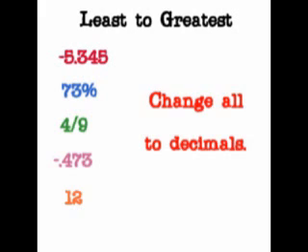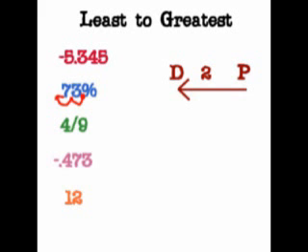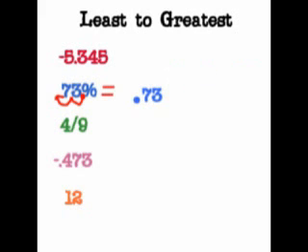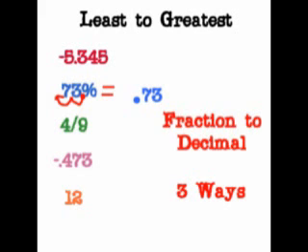Our first number, -5.345, is already a decimal. So we go to 73%. When you're changing percents to decimals, remember your DOC to PEPPER. P to D, you go left. So we're going to move the decimal to the left 2 spaces. If you do not see a decimal, it is located at the end of the number, just like a period in a sentence, the far right. Once it's moved, we have our decimal. 73% is 0.73.